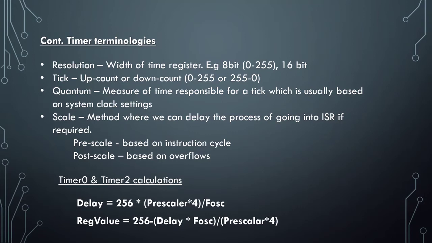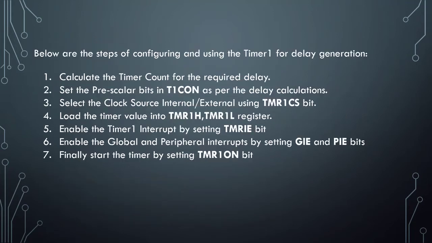Some of the formulas that are used to calculate for timer 0 and timer 2 are the following. For the delay, the formula is equal to 256 times the prescaler, which is 8-bit, or 16-bit, and then times 4 over the frequency of the scale. And then the register value is equal to 256 minus the delay, the value that we obtained above, times the FOSC divided by the prescaler times 4.